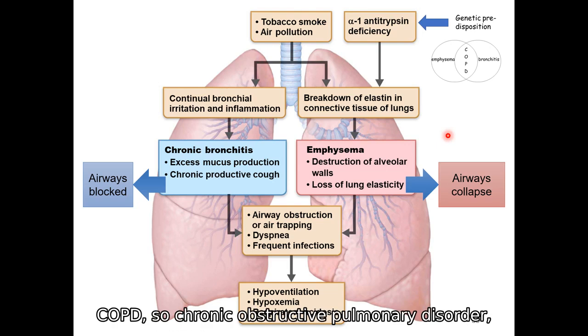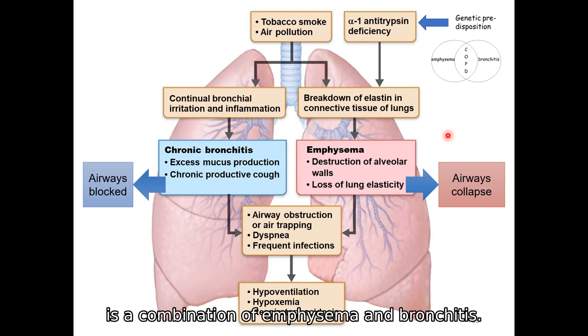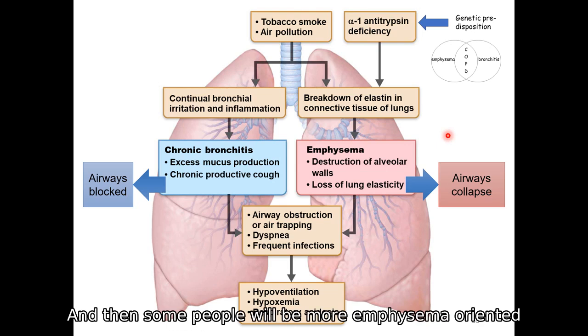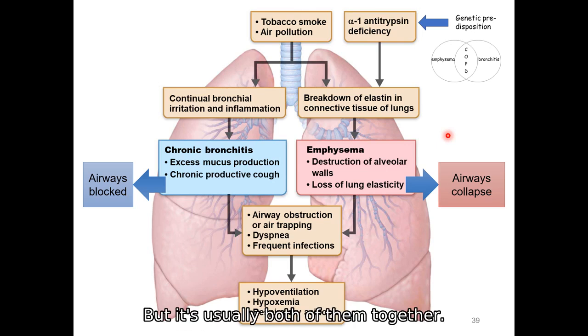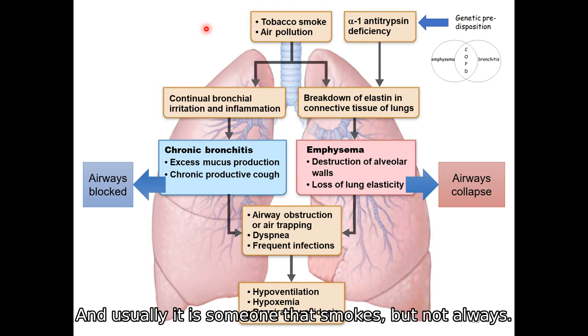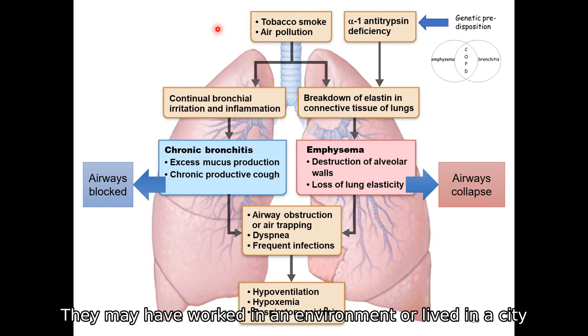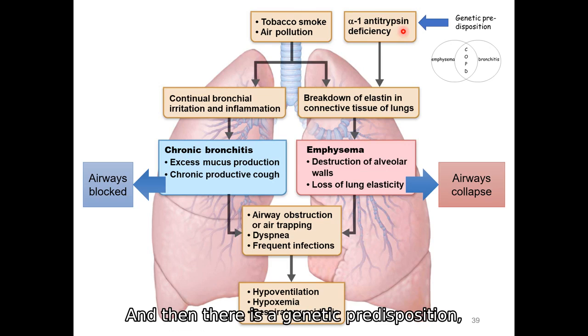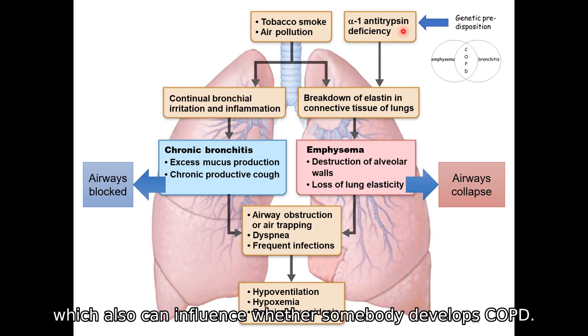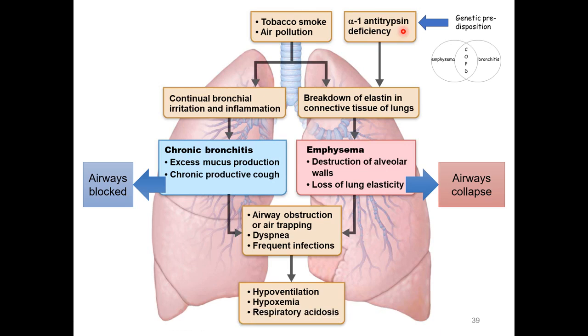COPD, so chronic obstructive pulmonary disorder, is a combination of emphysema and bronchitis. Some people will be more emphysema oriented and some people may have more bronchitis, but it's usually both of them together. And usually it is someone that smokes, but not always. They may have worked in an environment, or lived in a city, with a lot of air pollution. And then there is a genetic predisposition, which can also influence whether somebody develops COPD.